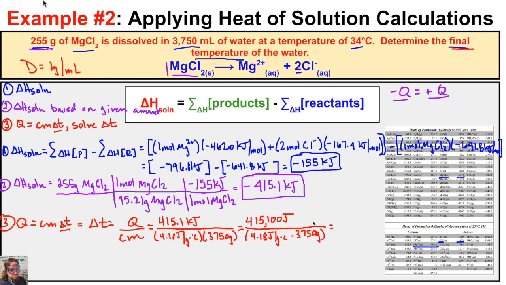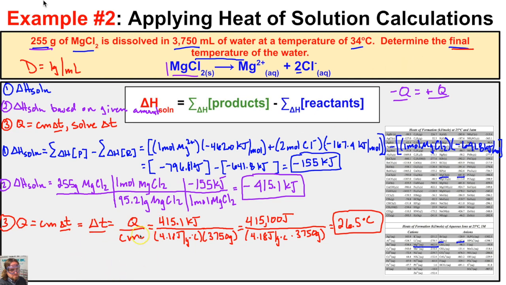And so when we put this all in our calculator, 415,100 divided by 4.18 times 3,750, we will end up with 26.5 degrees Celsius. So this is still not our final answer. This is just the change in temperature.